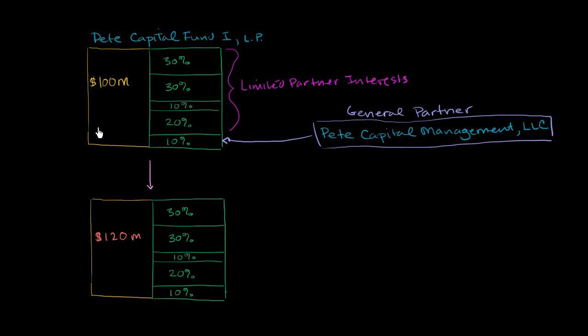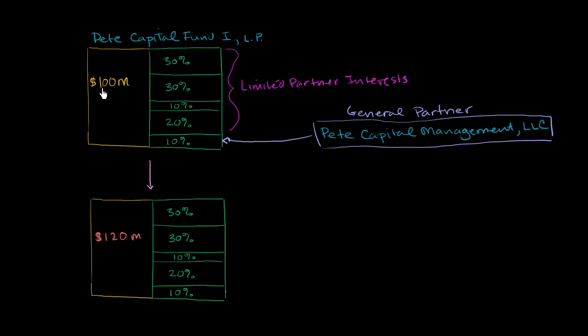Let's see if we can understand the structure of a hedge fund a little bit, and also how the management and the performance fees work out. So most hedge funds, the funds themselves are set up as limited partnerships. So this is the hedge fund that Pete set up. We'll call it Pete Capital Fund 1. He's maybe in the future going to start Fund 2 and Fund 3 and all of the rest.